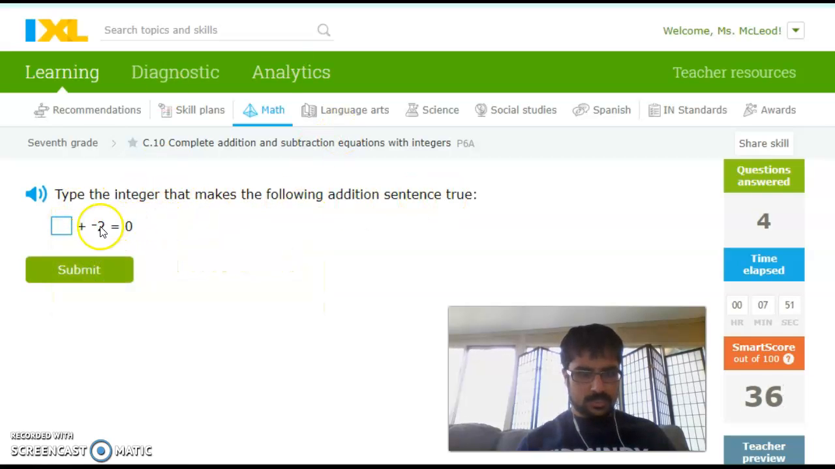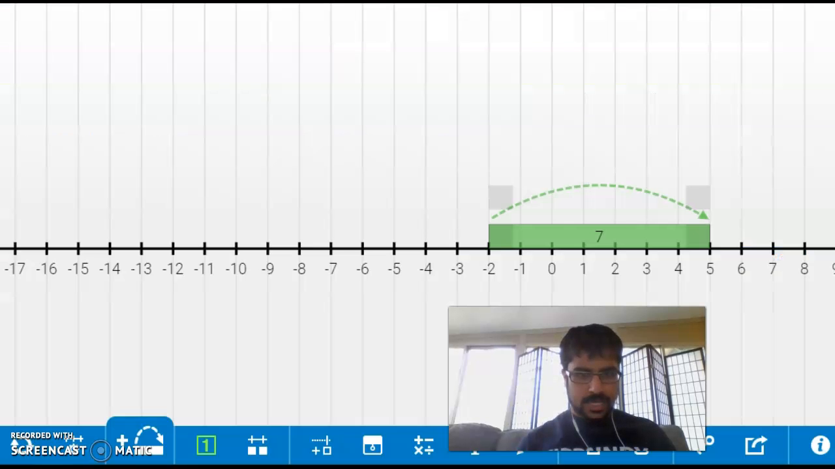Type the integer that makes this true. I need to add a -2 and get to 0. Adding a -2 moves me to the left. So let's make a -2 here, and it needs to end up at 0. All right, I end at 0 when I move -2 from 2.